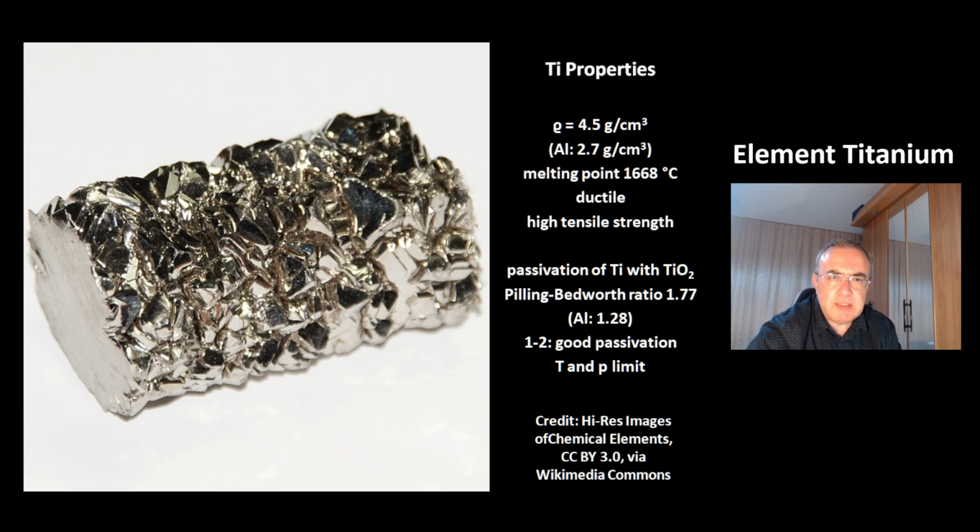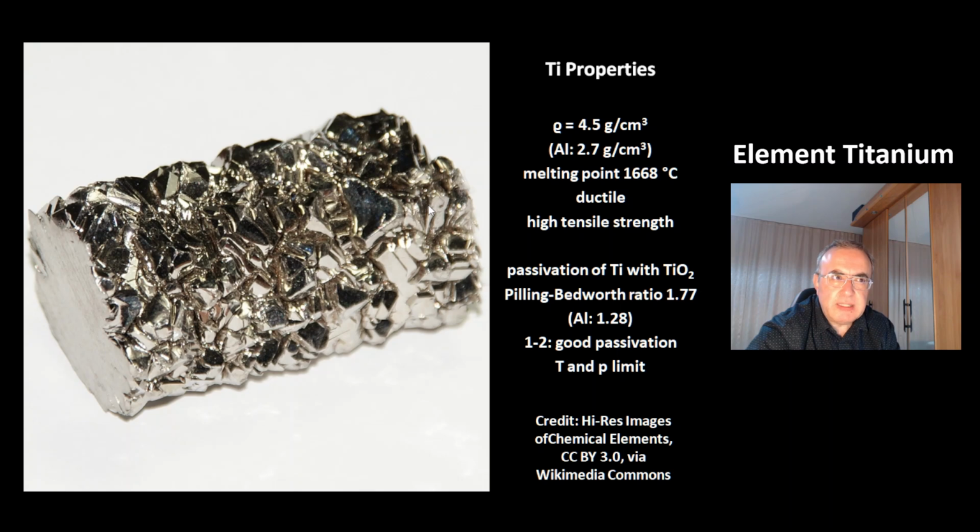These are a few properties of the element titanium. Its density is 4.5 grams per cubic centimeter. For comparison, aluminium is 2.7 grams per cubic centimeter. Melting point is quite high with 1668 degrees Celsius. It is ductile and has a high tensile strength.